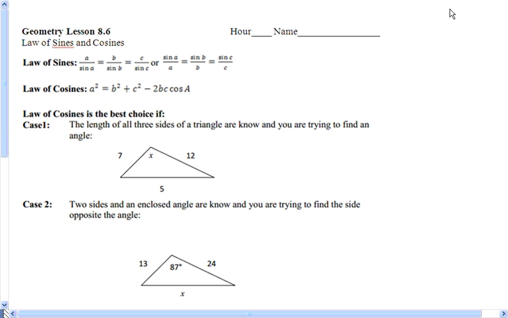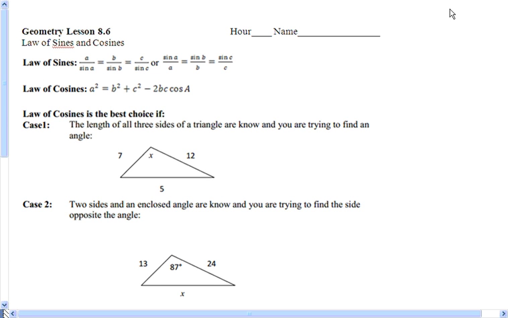This is lesson 8.6. We're going to learn here how to use the law of sines and cosines to solve problems. It's basically using trigonometry on triangles that aren't right triangles. And so one of the things we need to do is figure out which of these is the most appropriate law to use in each case. So I'll give you 4 examples, and then you can go ahead and practice this on some problems.